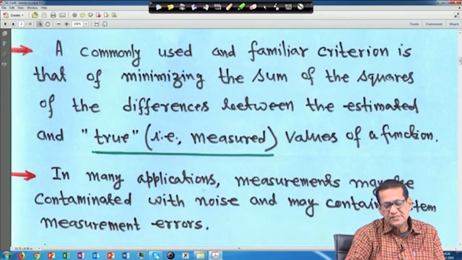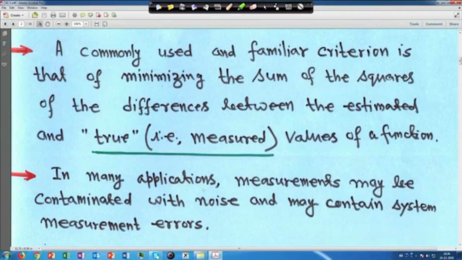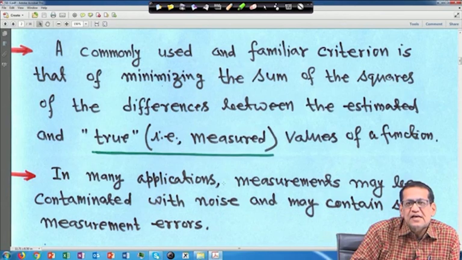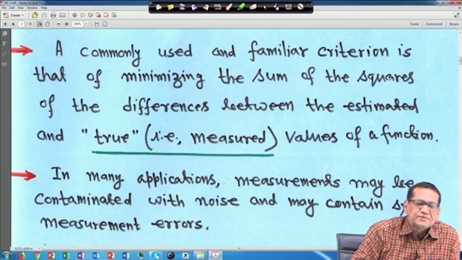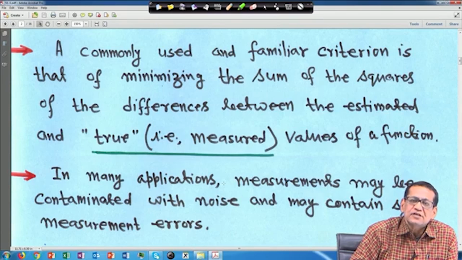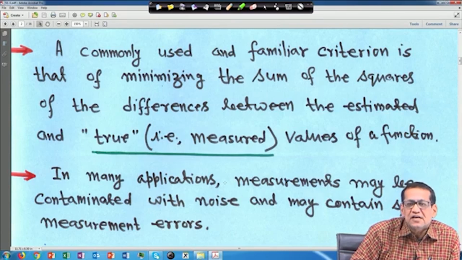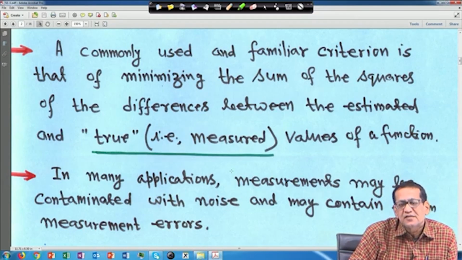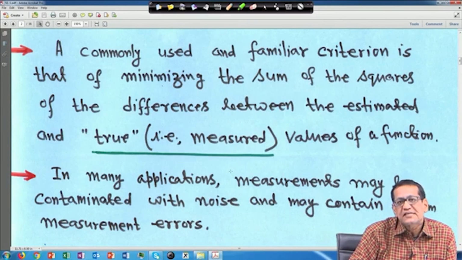In many applications, measurements may be contaminated with noise and may contain system measurement errors, because the measured value may not be the correct one. If you have a large system, say a 100 bus problem, and you are measuring all the bus voltage magnitudes, each bus voltage magnitude will have a small error, but if 100 buses are there, then the gross error will be high. But using those measurement data, we have to estimate those bus voltages so they are as close as the correct value. That is the idea for state estimation.